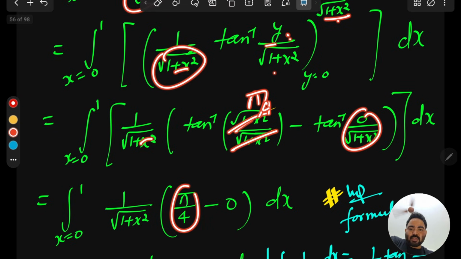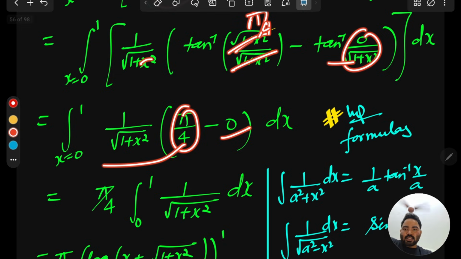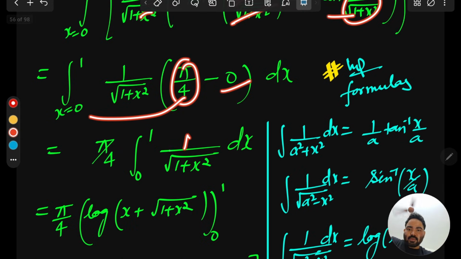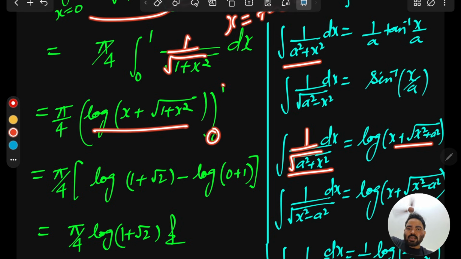So from here you will get pi by 4, and here you will get 0, and this pi by 4 is constant. Then take this pi by 4 outside, and now you are left with 1 upon under root 1 plus x square. Either you can substitute x equal to tan theta, or you can remember this formula: 1 upon under root a square plus x square is log of x plus under root x square plus a square. Just put this formula, upper limit minus lower limit, and you reach the answer.